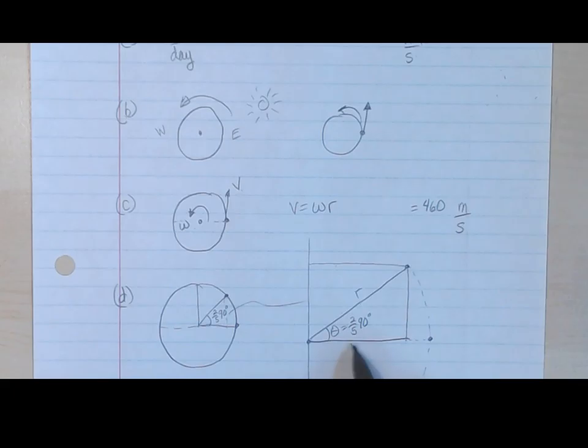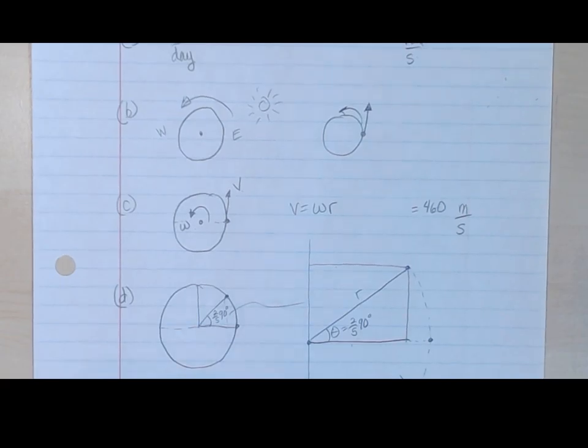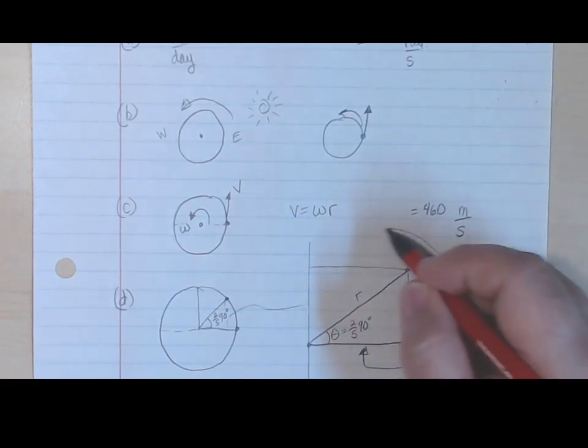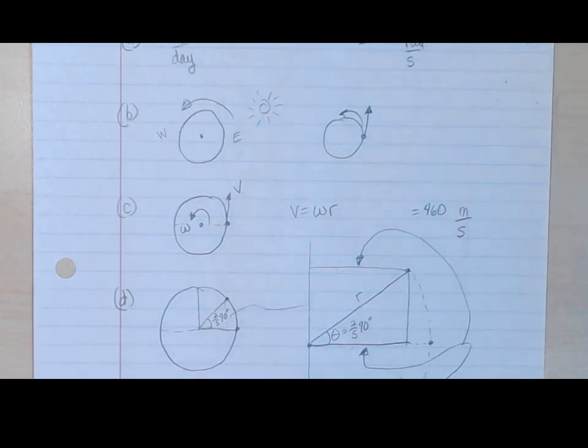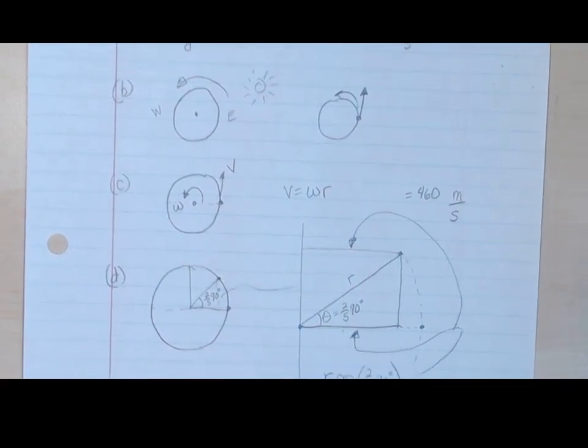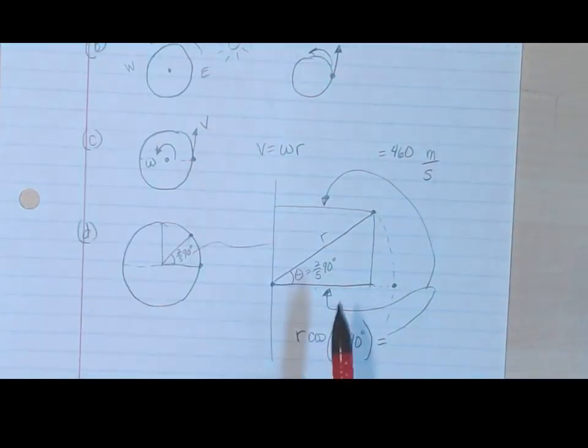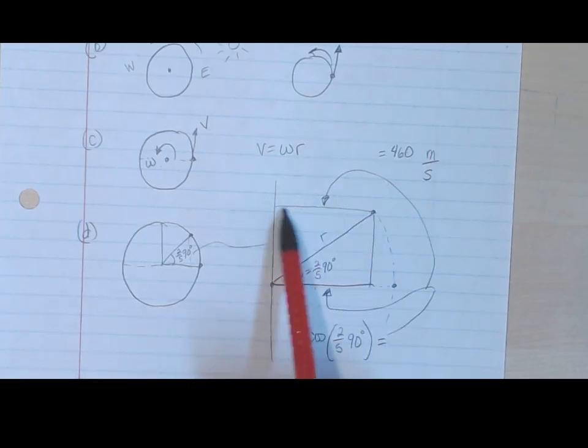To find that length, I would just do r. It's the adjacent side, not opposite, so it's going to be r times cosine of my angle, which is 2/5 of 90. So when you substitute in your value for r and take the cosine, that gives you the length of this piece right here, which is the same as that piece right there, which is the new radius. Sorry, I was off the screen there. So r times cosine of this angle, 2/5 of 90 degrees, gives me the length of the bottom of the triangle, which is the same as this top part up here.